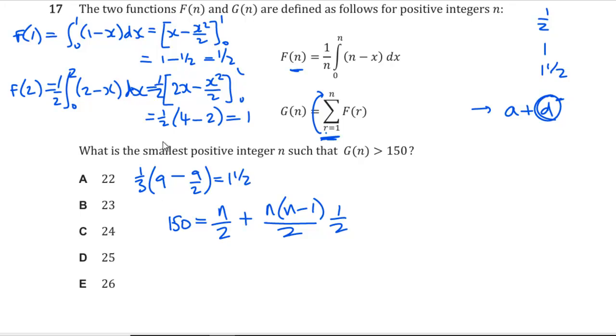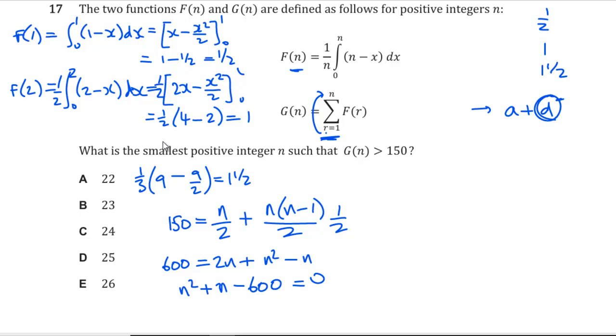So I need to solve this for n. So let's multiply by 4 to get rid of all of these halves. So 600 is 2n plus n squared minus n. N squared plus n minus 600 is equal to 0. Okay. It doesn't look that great, does it? I'm just going to go into this n squared. Well, it's not as high as 25, is it? Because 25 is too big, because you're going to have 650.